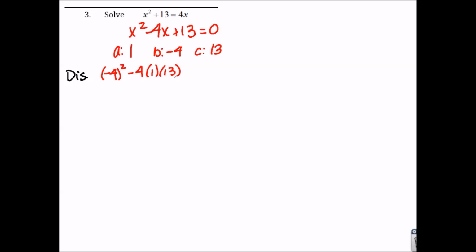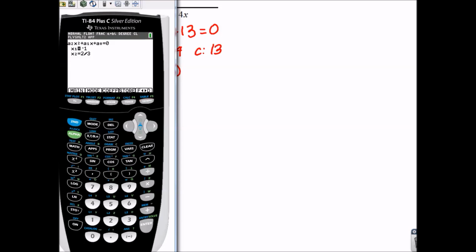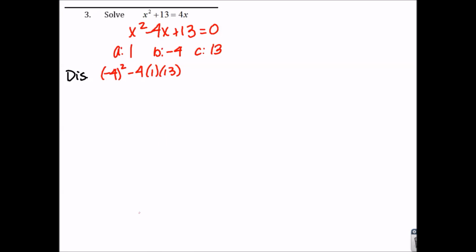Now, when you're typing this in the calculator, there is a difference between typing negative 4 squared and parenthesis negative 4 squared. The second one is the correct way of writing that. So make sure you use parentheses when you're squaring a negative number. So we get that our discriminant is negative 36. So it's negative, so we're going to have two complex solutions.